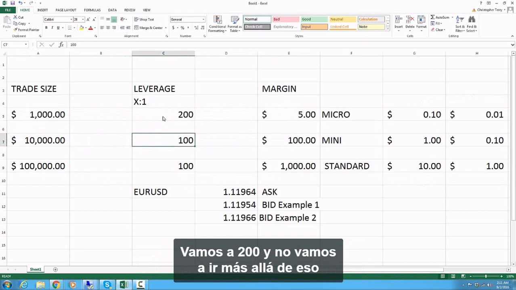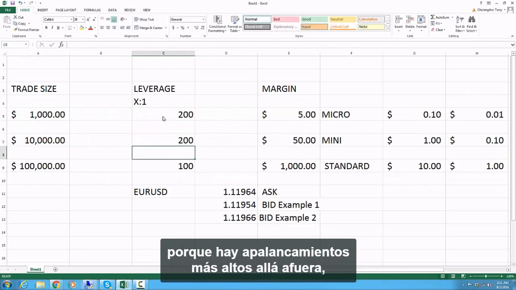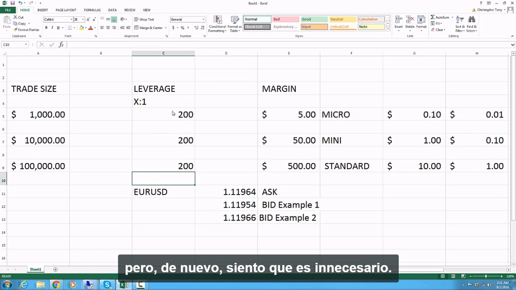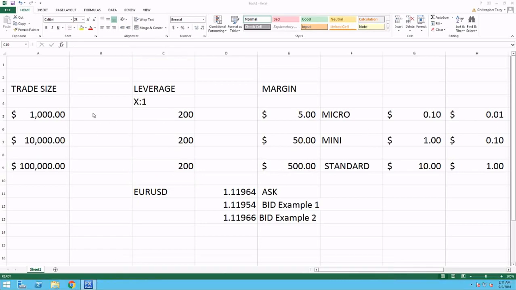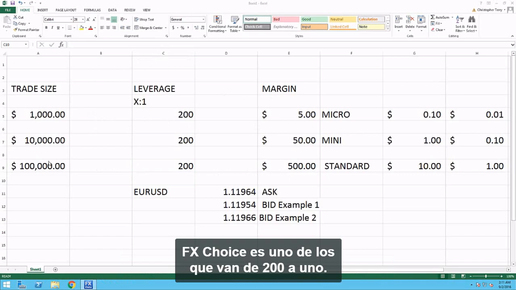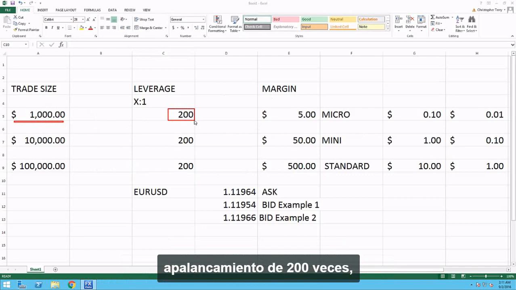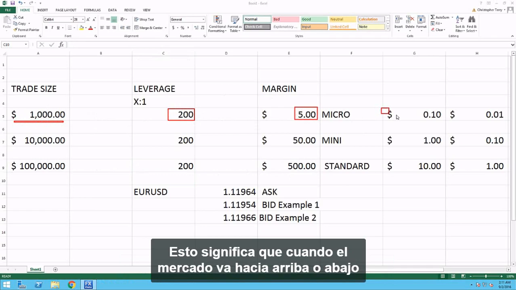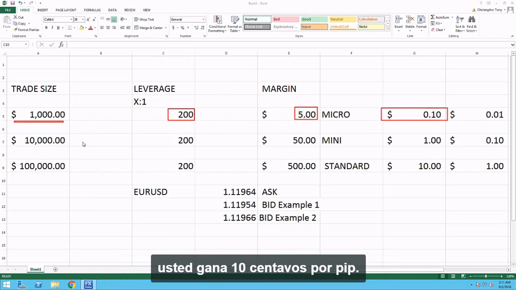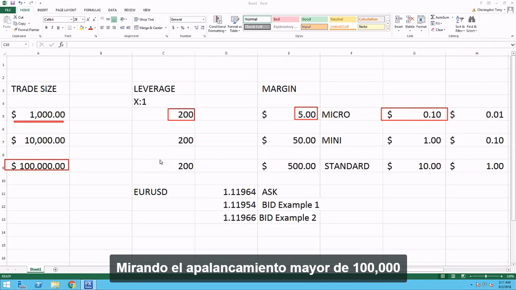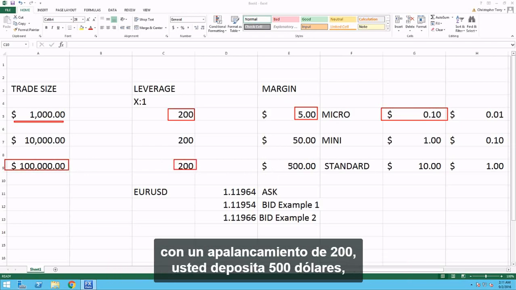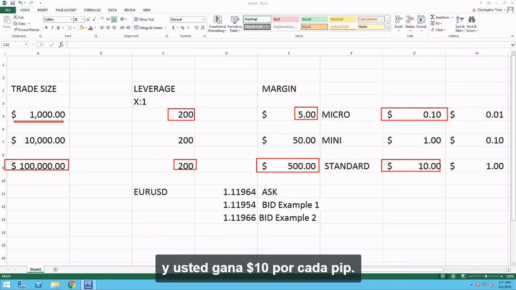Let's go to 200, and we won't go past that because there are much higher leverages out there, but again, I feel it's unnecessary. FX Choice is one of them that goes 200 to 1. So to leverage $1,000 in the market on a 200 times leverage, you only need $5. That means when the market moves up or down, you make 10 cents a pip. Looking at the higher leverage of 100,000 at a 200 times leverage, you deposit $500 and you make $10 for every pip. Now understand something.